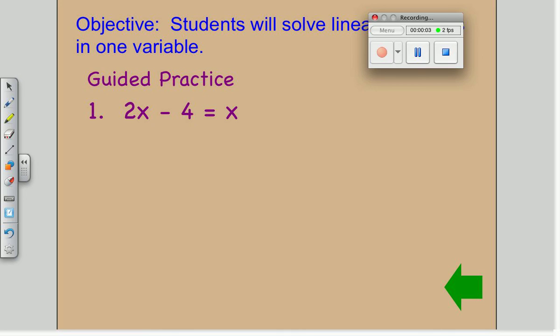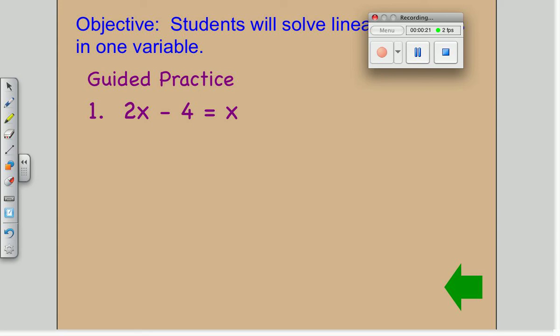Alrighty guys, this is going to be chapter 4, lesson 5, and I'm just going to keep going with this, using the distributive property to solve equations. And this time we're going to have a couple x's on both sides of the equal sign. So that's a little bit different. So let's talk about that.